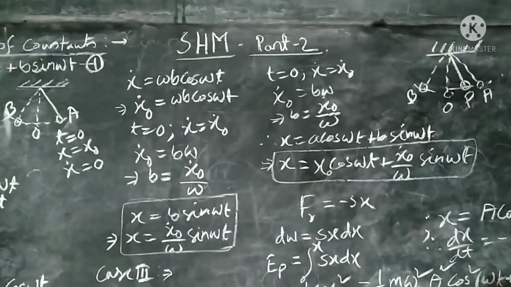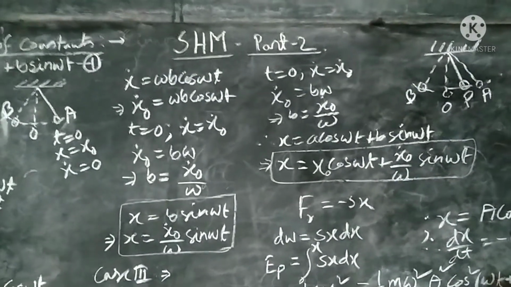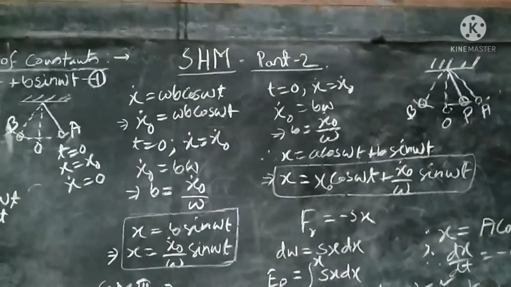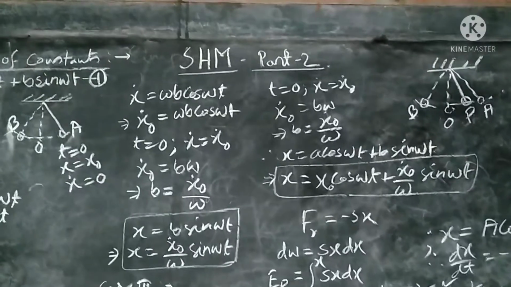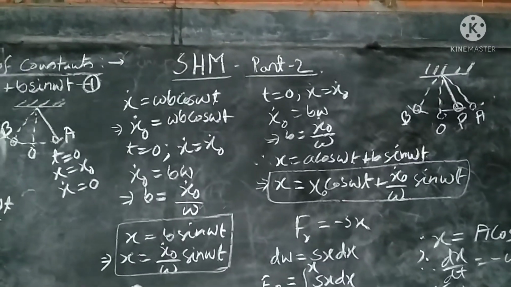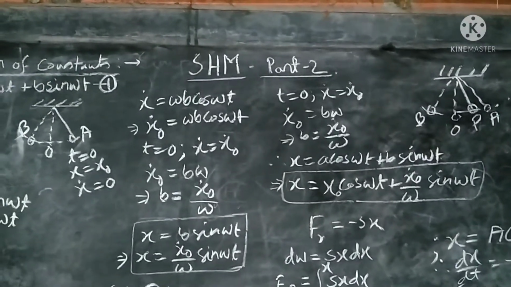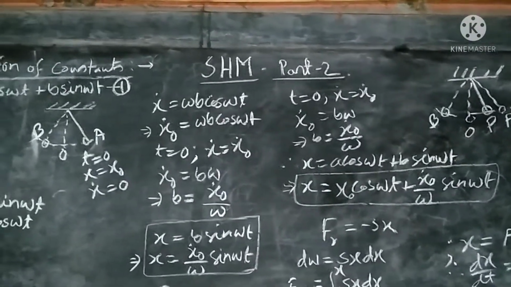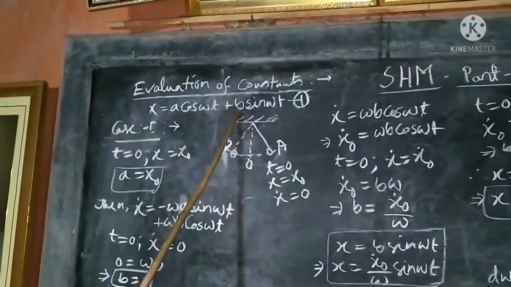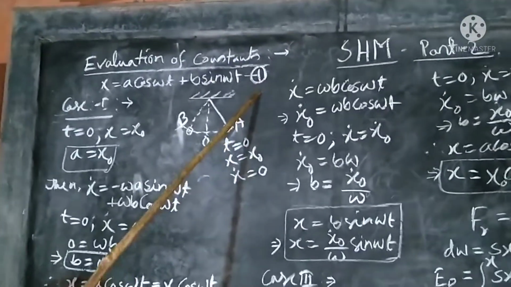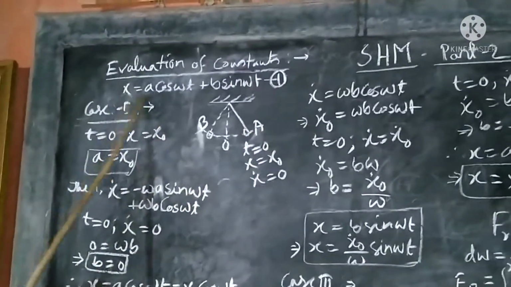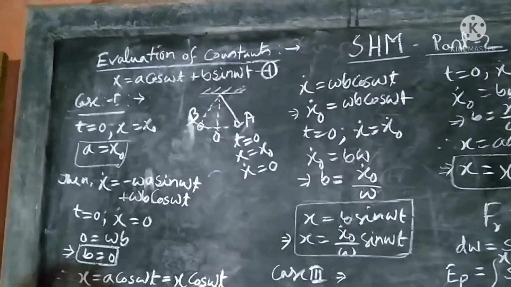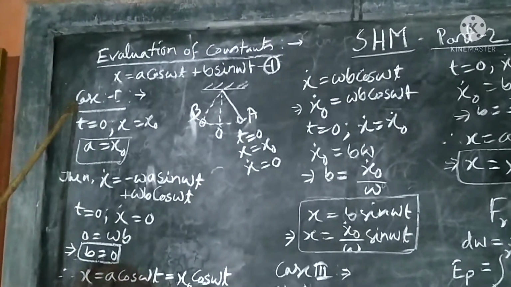Previous day we learned how to determine the differential equation form of simple harmonic motion. Today we will learn how to evaluate the constants of the equation x equal to a cos omega t plus b sin omega t. Here we will use three boundary conditions. So let's begin with case 1.